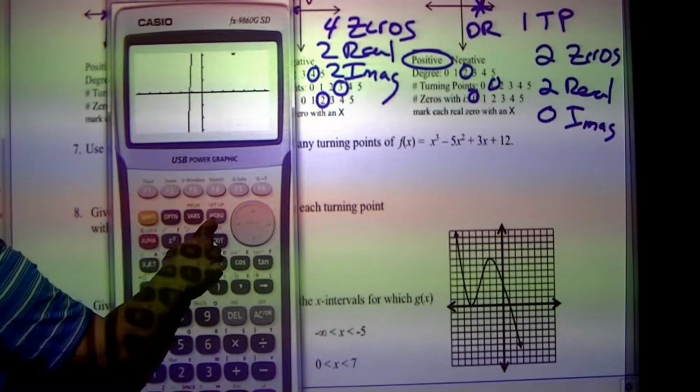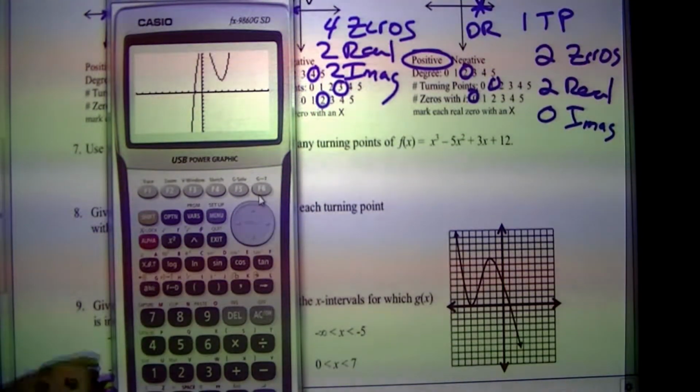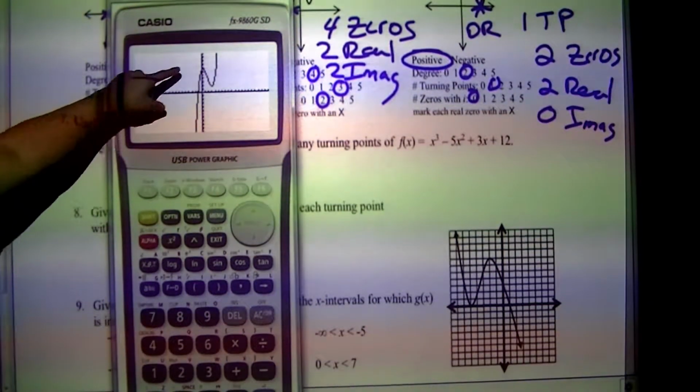Actually, I'm going to do, hold on. I'm going to do F3, exit and draw. So I got that. I'm going to zoom out a little bit. Zoom out, enter. So I got that. So I got turn points here and here.